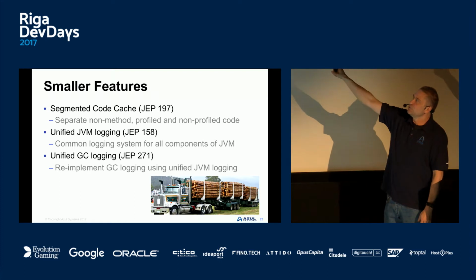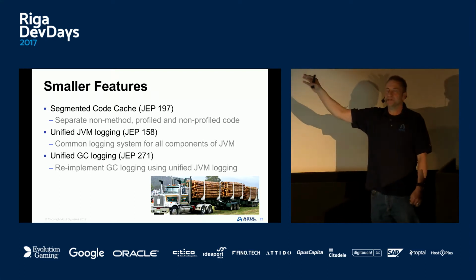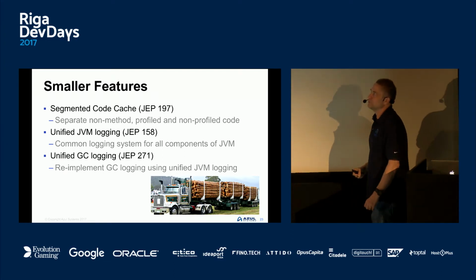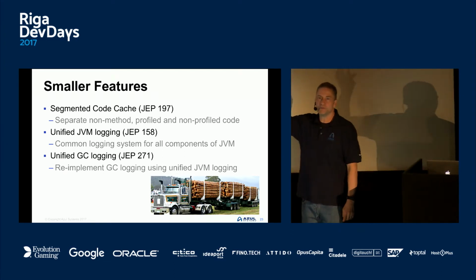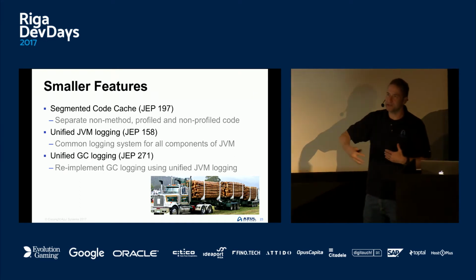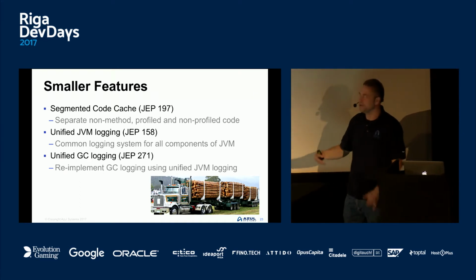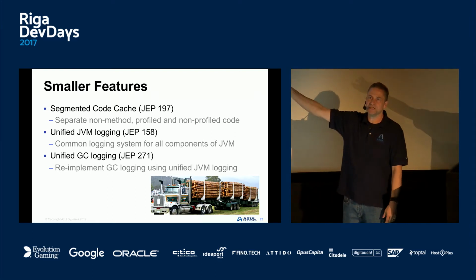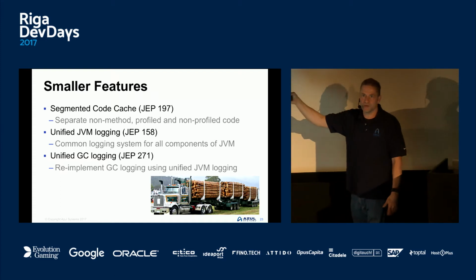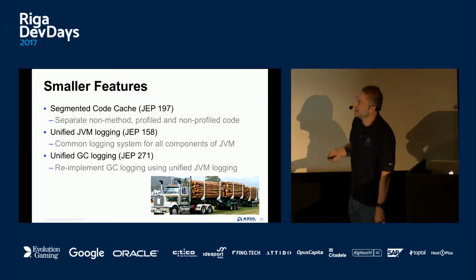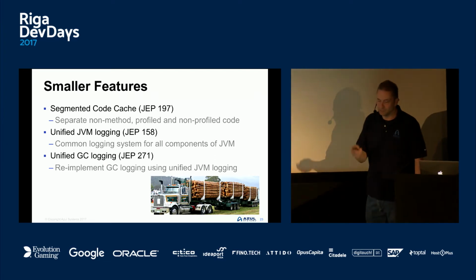So very low level, don't really need to worry about it, but it makes the performance of certain applications better. What is a bit more visible is the way that logging happens now. So there is a unified JVM logging system that's being used for all the components of the JVM. So you get better representation of the logging messages, easier to pull out what you actually need. And in support of that, because obviously GC is something that people want to see a lot of logging messages about, that now uses the unified logging API as well.